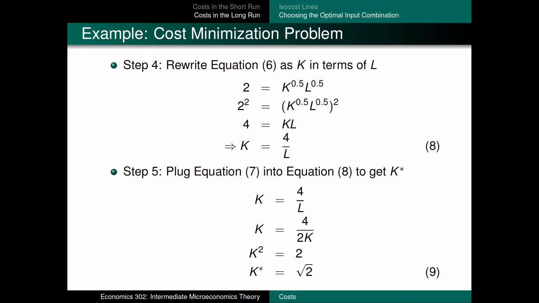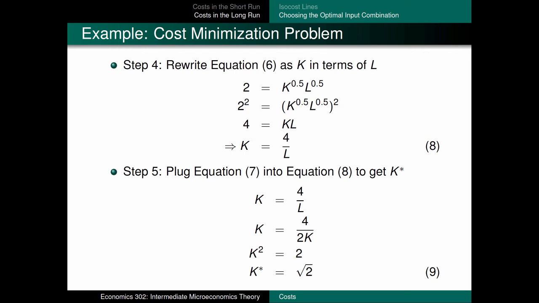And the way that we want to get rid of square roots is by squaring both sides. So what we're going to do in the next row is take the square of both sides. So we've got 2 squared, which is equal to 4, times k to the 1/2 power times L to the 1/2 power squared, which is simply k times L. Isolating k, we can get that k is equal to 4 over L. We'll refer to this as equation 8, which is used in the next step.